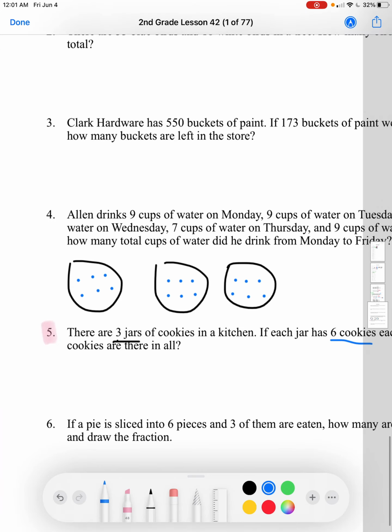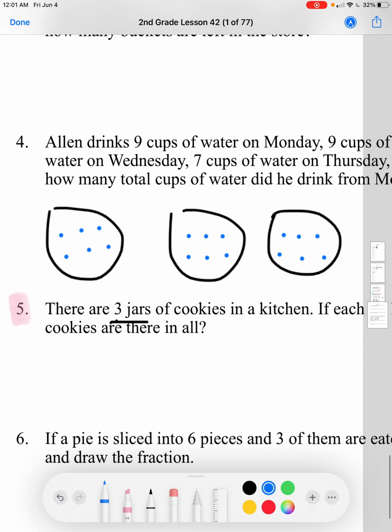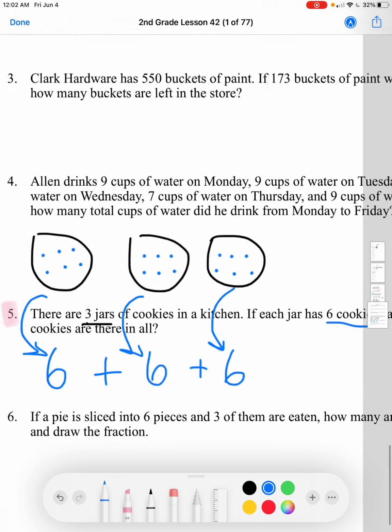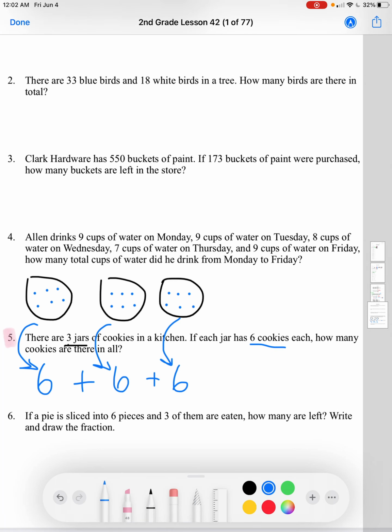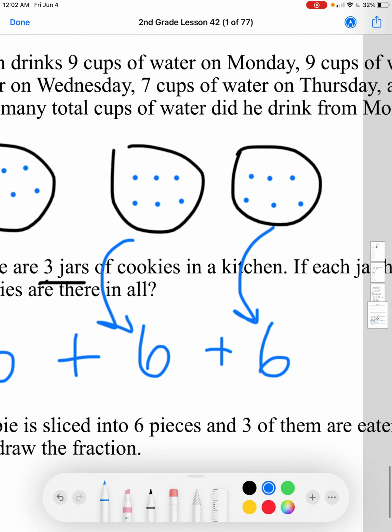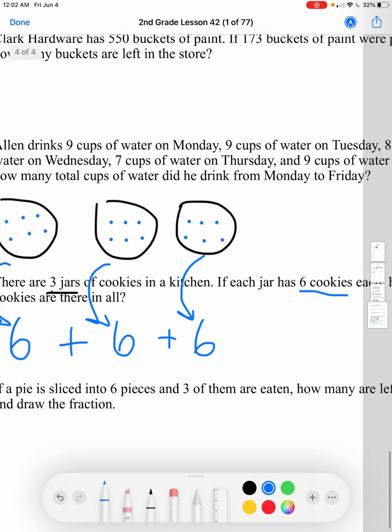Another thing you can do is, since we know there are 6 in each jar, we will add 6 from jar 1, 6 from jar 2, and 6 from jar 3. Because there's 6 here, 6 here, and 6 here. You're just counting and adding those up. There are other ways you can do it, but let's go with the second one. I'm going to add 6 to 6, and 6.